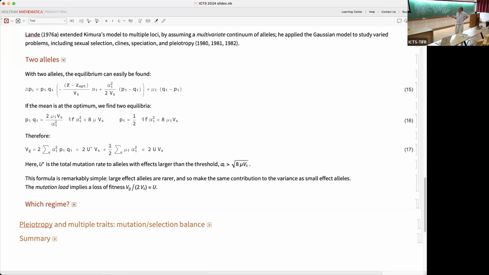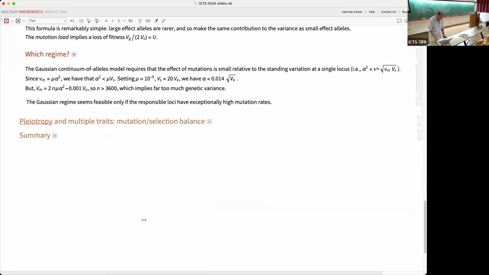So it sort of has to be true that Vg over 2Vs, just from the mutation load argument, is equal to the total diploid mutation rate. Okay? So actually we could have got to all this just from a mutation load argument. So it's kind of neat. So we've got two completely different modeling frameworks. They're consistent with each other. They're making different assumptions about allelic effects.